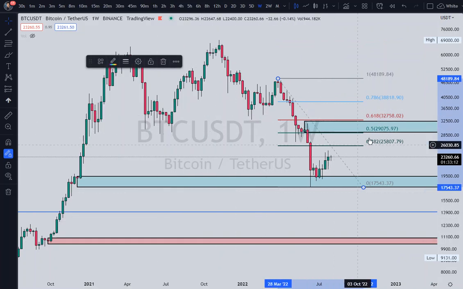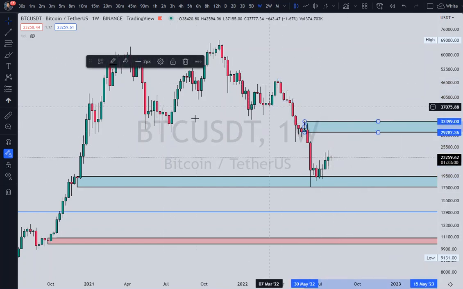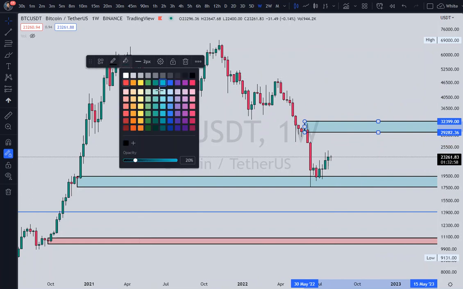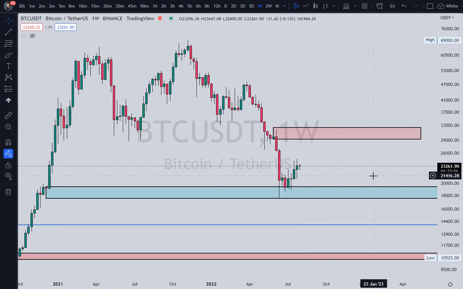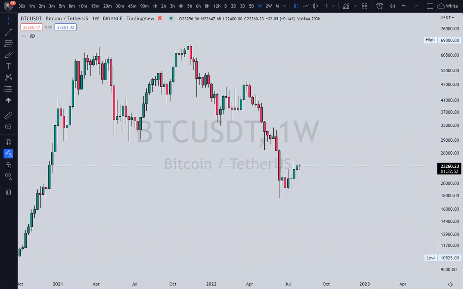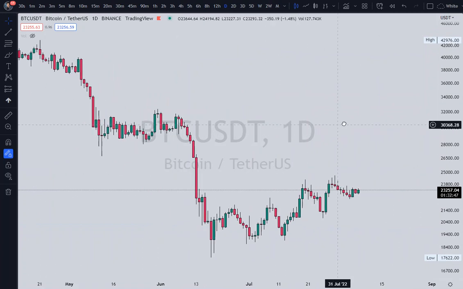So here in the weekly chart, it still has this chance to go up until this area, and here we have a very important resistance. Okay, let's go to a lower level. Let's go to the daily chart and see what's going on in the daily chart.